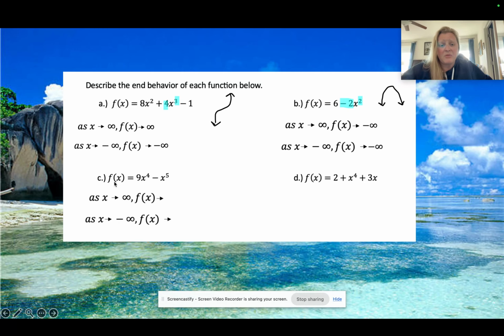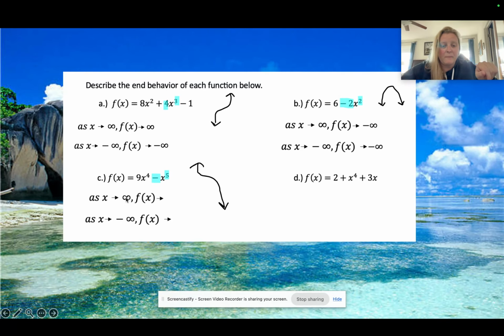Same thing for C. Before I even draw the picture, I might as well just do my setup. I have a right side, I have a left side, and I'm going to have two end behaviors. So all of this stuff is going to be in every single problem. So you look at your powers, you have a 4 and a 5, 5 wins. So we have a negative odd power or degree. So it's going to be almost like A, just backwards. So the left side points up and the right side points down.